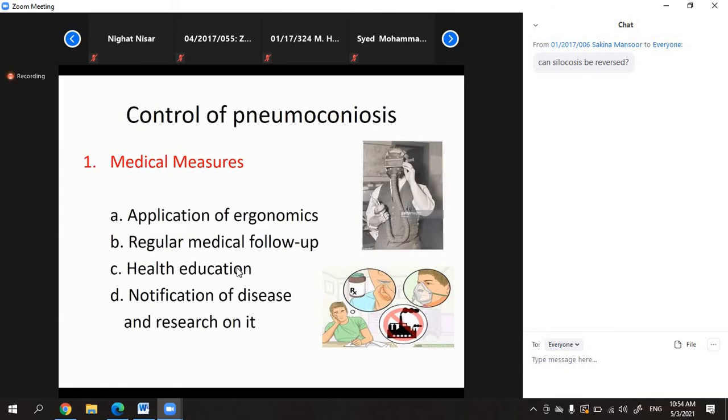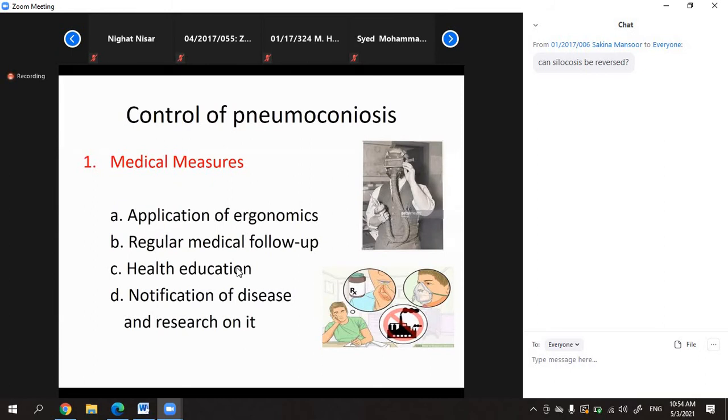Regular medical follow-up: once a worker is selected, there should be a pre-employment checkup, and once enrolled in the industry, the worker should have a regular periodical medical follow-up or checkup, so that early screening of the workers for these occupational disorders can detect them early so that prompt treatment can be applied.